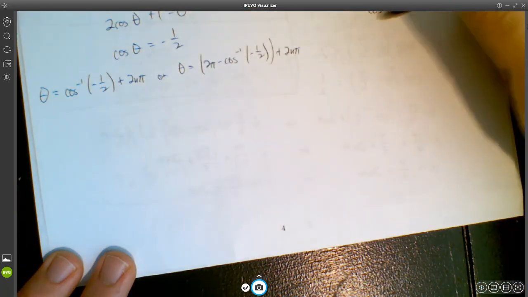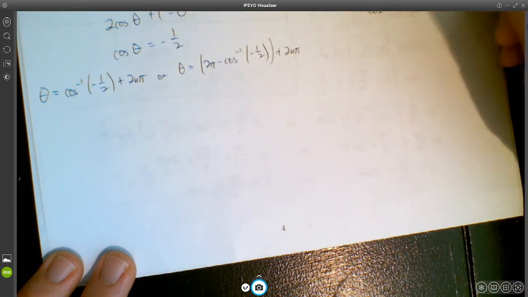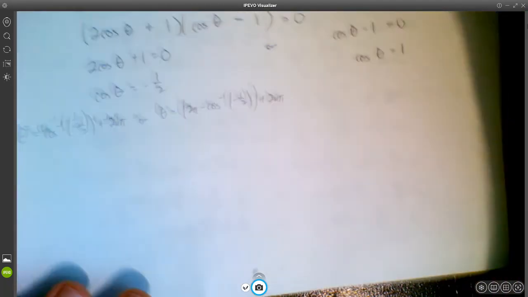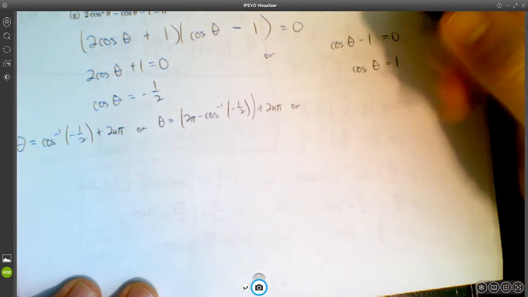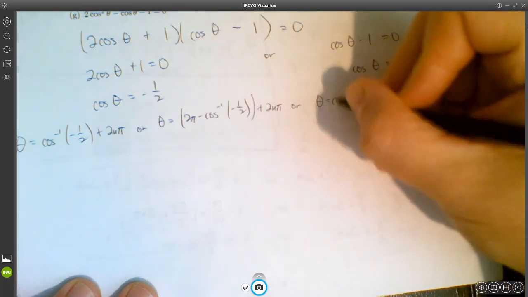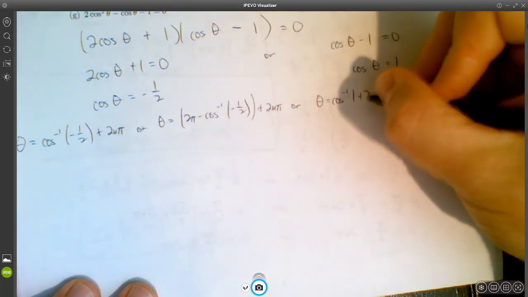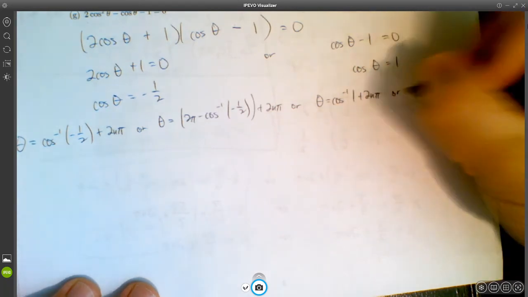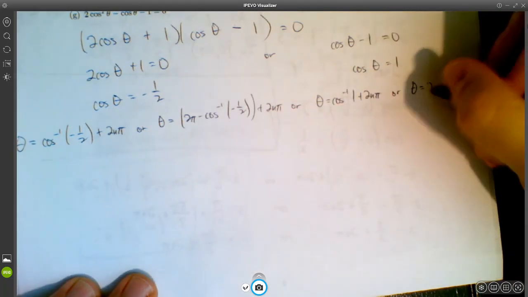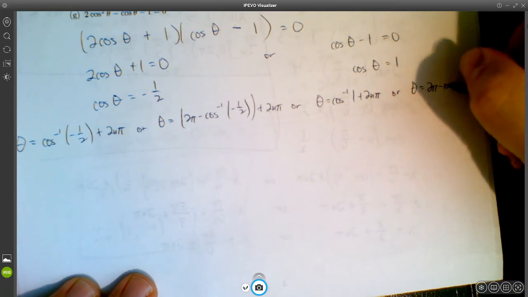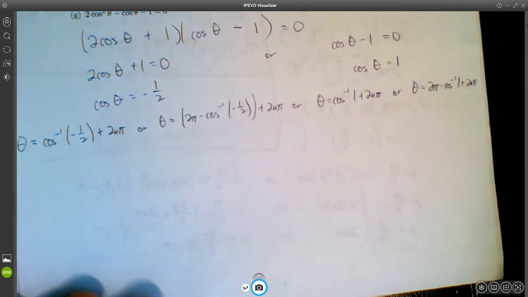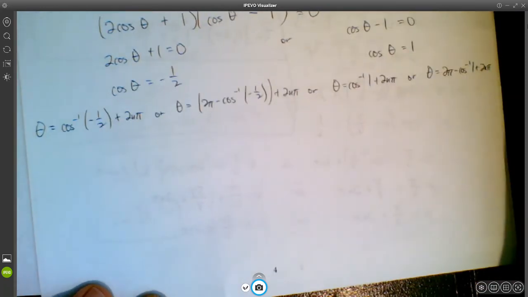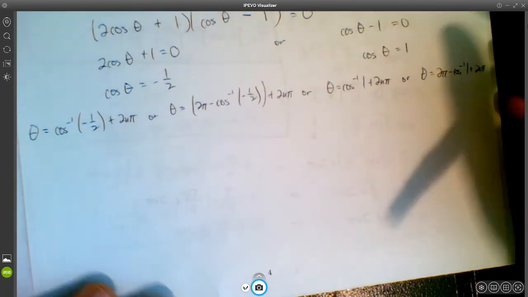And then we're going to have two more solutions that come from the second case, right? So if cosine theta equals 1, then theta equals cosine inverse of 1 plus 2n pi, or theta equals 2 pi minus cosine inverse of 1 plus 2n pi. So 4 possible generating rules here. Let's simplify them.